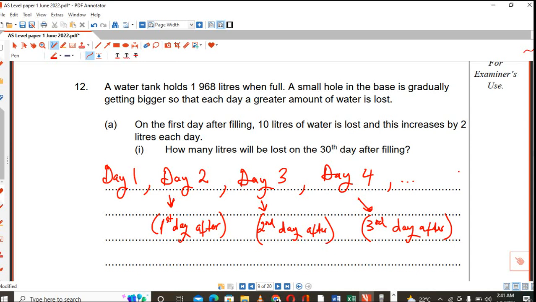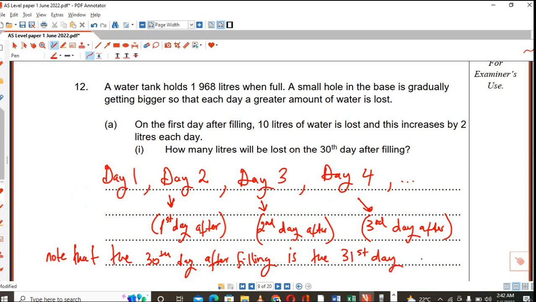the question is saying how many liters we lost on the 30th day after filling. So the 30th day, maybe I should write that down here. Note that the 30th day after filling, if you follow this logic that I have here, it is actually the 31st day, okay, or the 31st term, right?